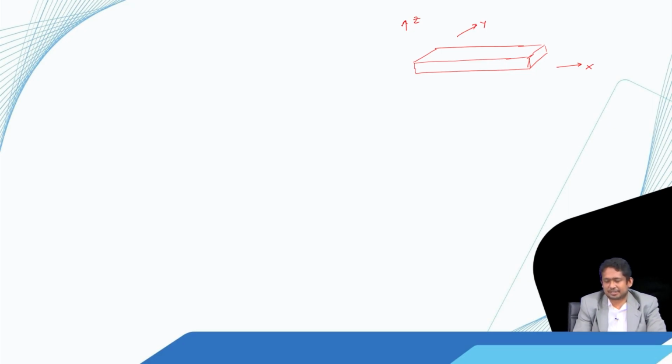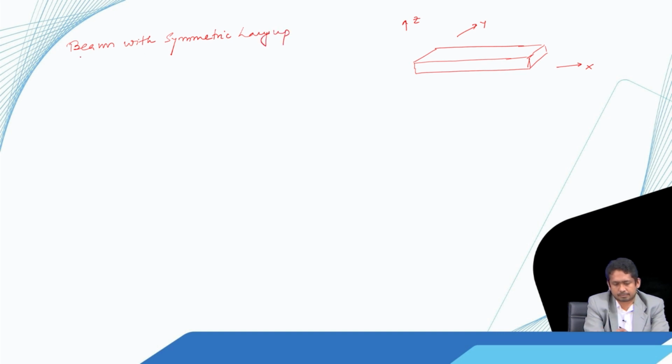Again, depending on the lamination sequence, these beams can be symmetric or anti-symmetric. For simplicity, let us start with beams with symmetric layup. Because it is symmetric, we know the B matrix is 0, and so the in-plane equations and out-of-plane equations are uncoupled, and this beam is under transverse load.